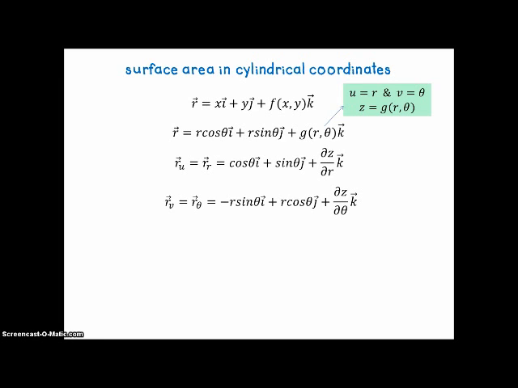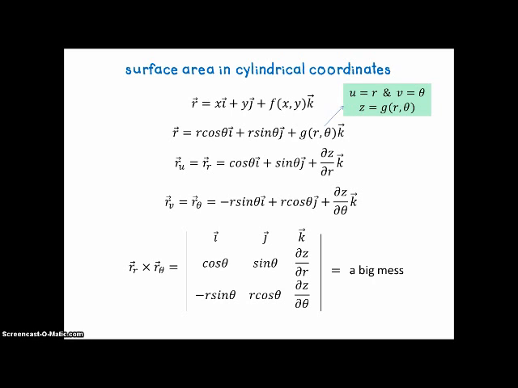So now we want to cross those two vectors, r sub r and r sub theta. Here's our determinant, and we would repeat the last two columns and multiply up and down the diagonals and get a big mess. So you can work that out on your own if you wish, but it simplifies to the following.